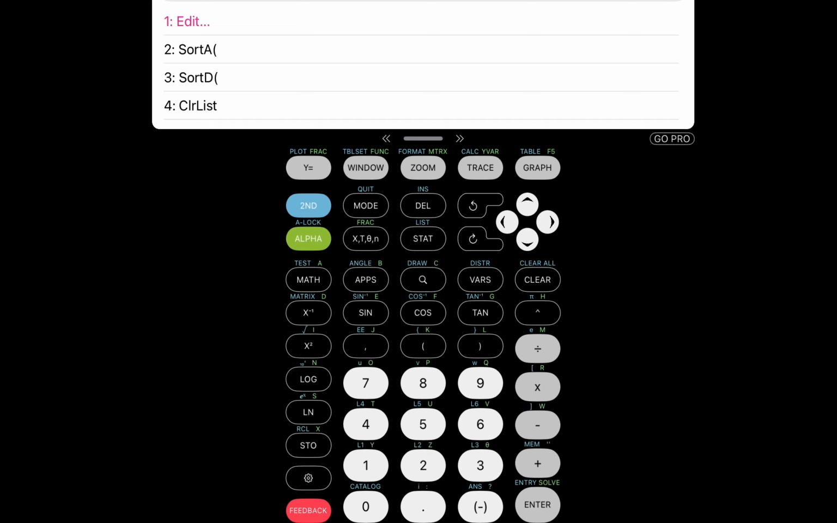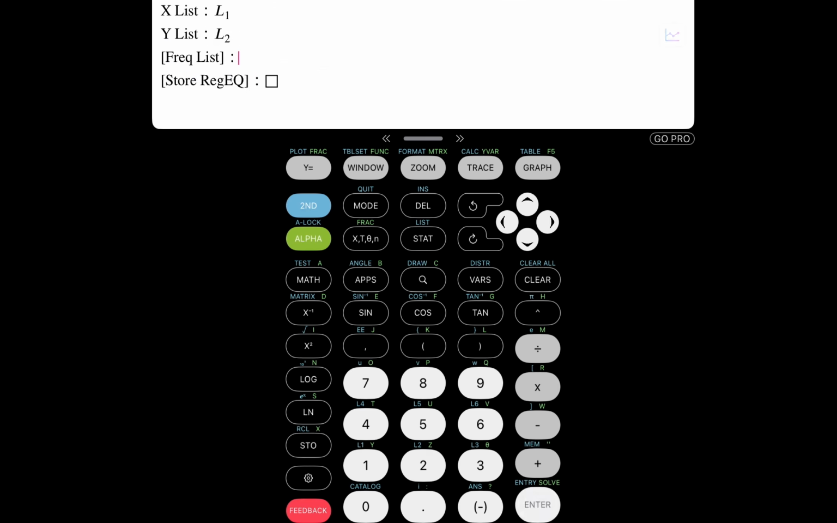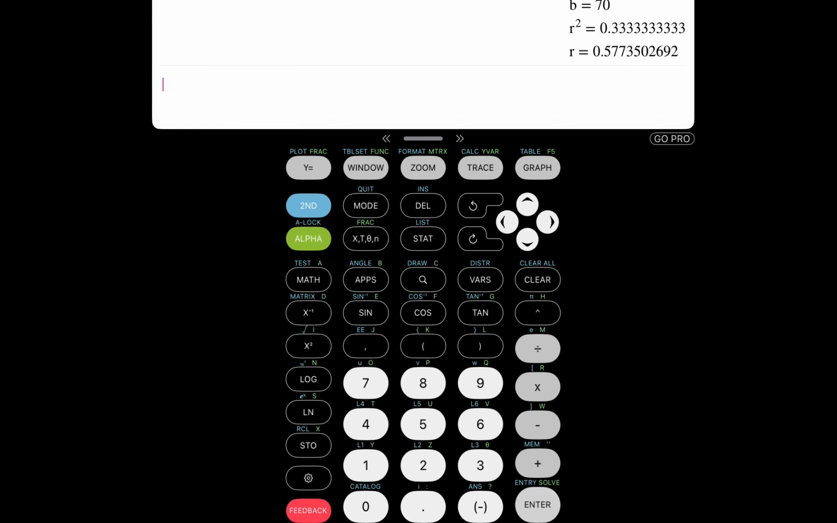Stat, calc. Oops. Let's go stat calc, linear regression. We got list 1 and list 2. That is not right. Okay, so something's going on with that. It should be, if we did it on our actual calculator, we should get 30x plus 10. So our b value is wrong on that. So something's going on with this app.